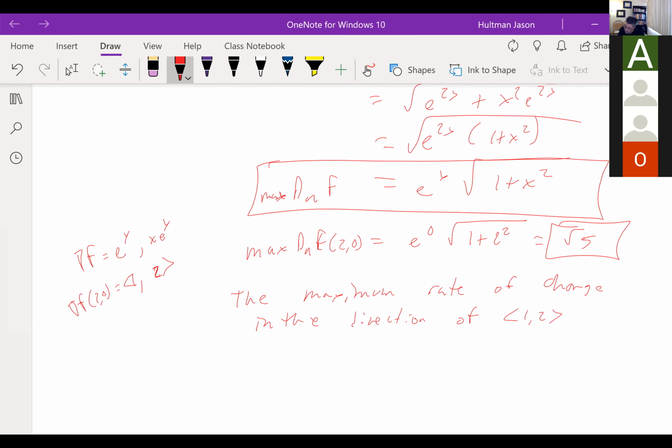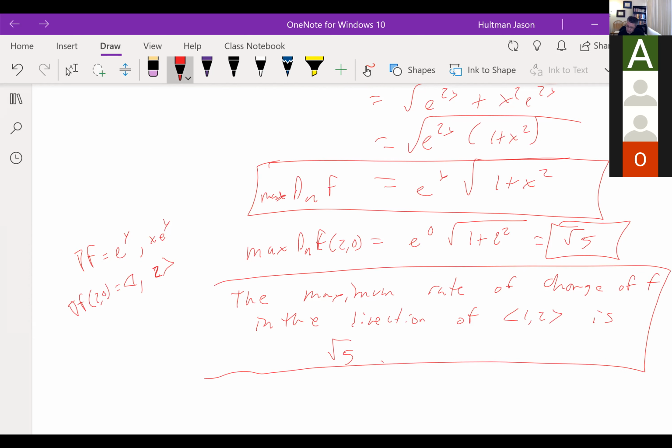The maximum rate of change of f in the direction of 1, 2 is radical 5. Boom. Nice.